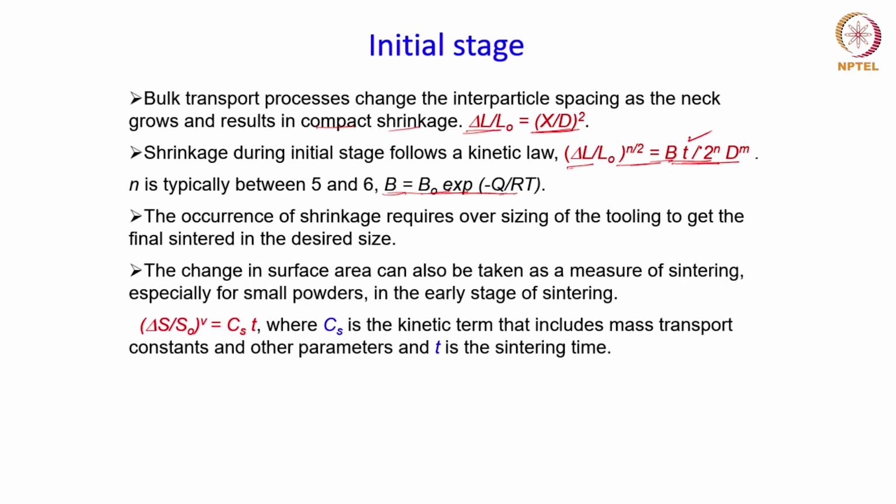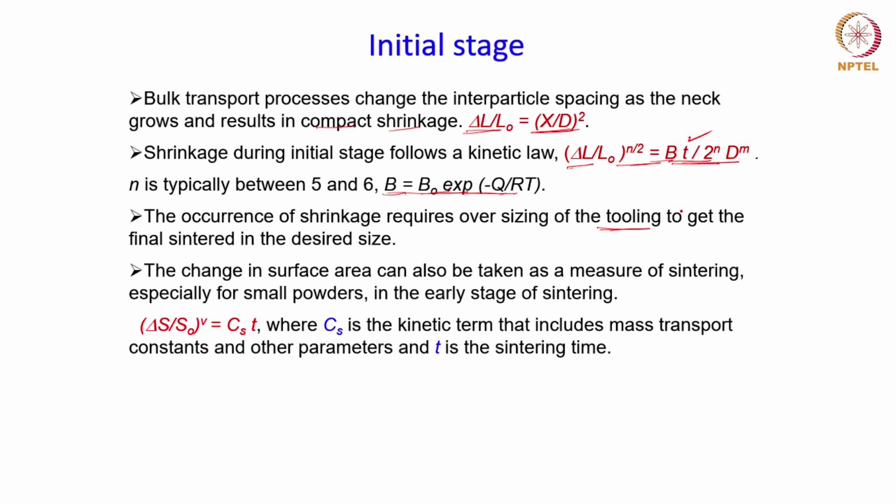The occurrence of shrinkage will require oversizing of the tooling in order to maintain the dimensional tolerances of the final product. Shrinkage means the dimensions are actually reducing, and therefore initially you have to start with a little bit bigger size so that when the shrinkage happens it comes back to the actual size which is required in the final product, right? So therefore the tooling has to be a little bit oversized to take care of the shrinkage.